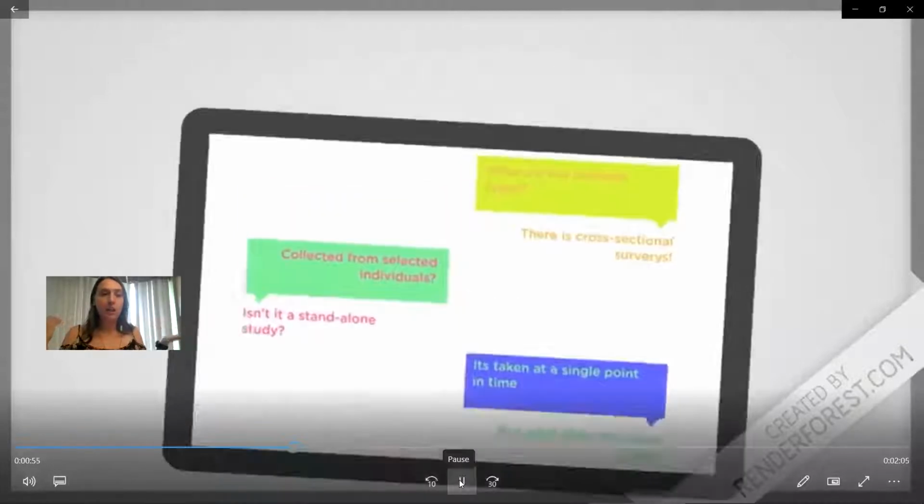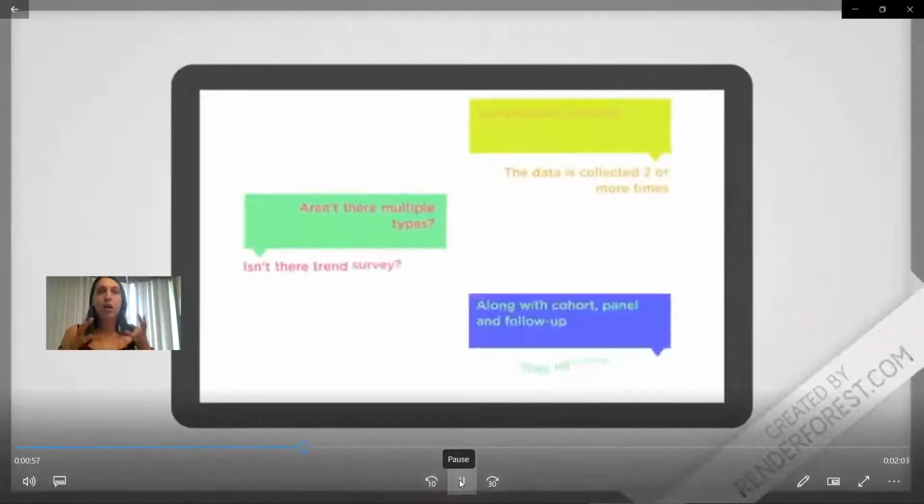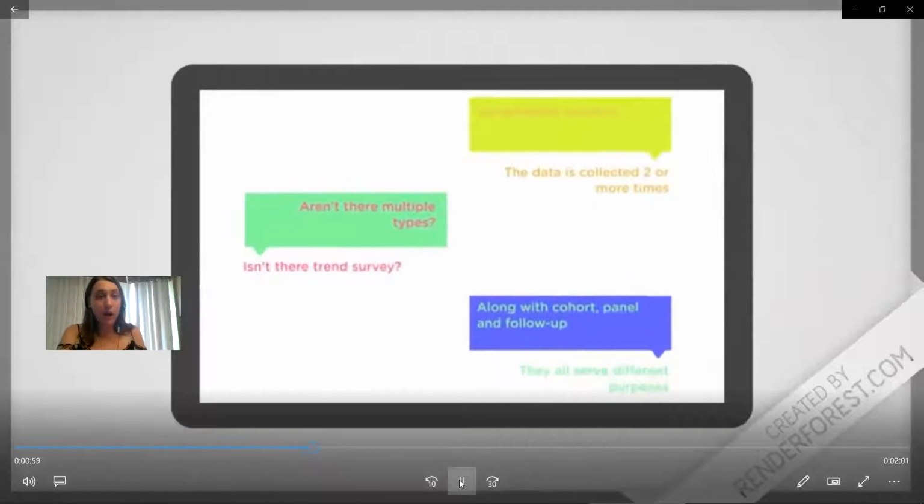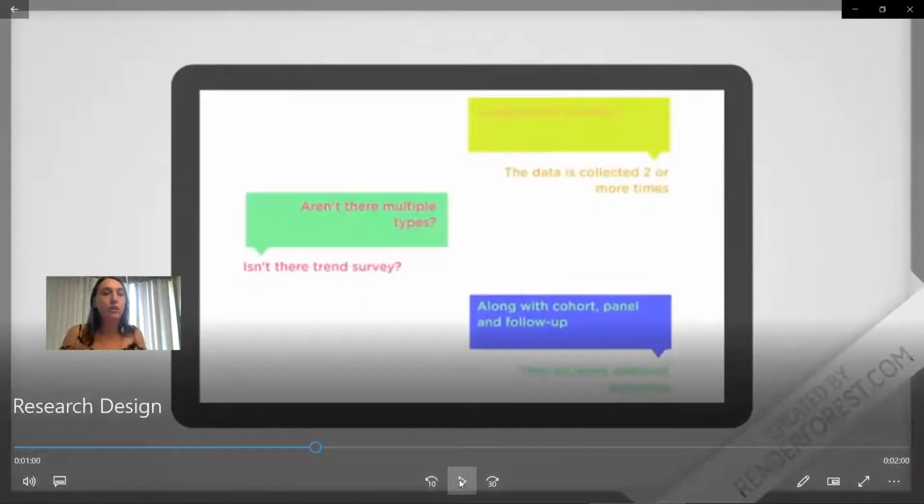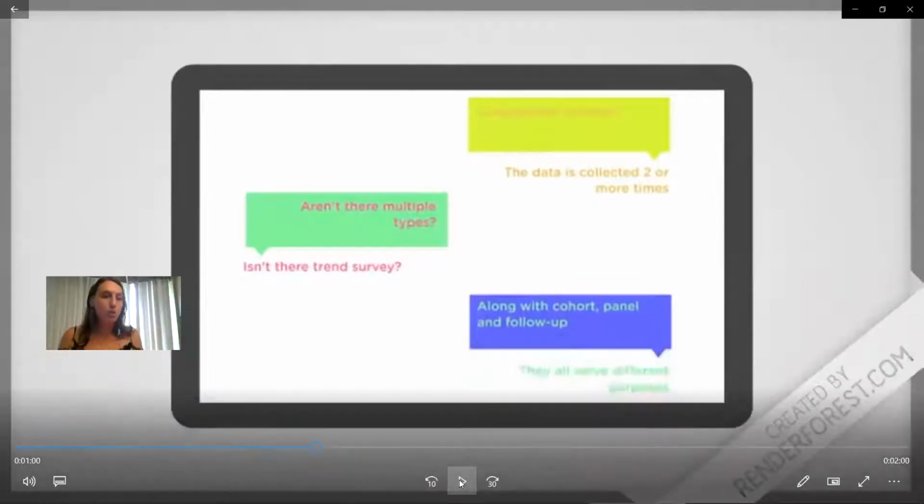Other times the longitudinal one is also very helpful, because this one has multiple different pieces to it and ways you can do a survey research. Typically in this type of survey, you are collecting data 2 times or more. And there are also multiple different types within this type of survey, which, like it says on the screen, are cohort, panel, and follow-up. They all serve different purposes.